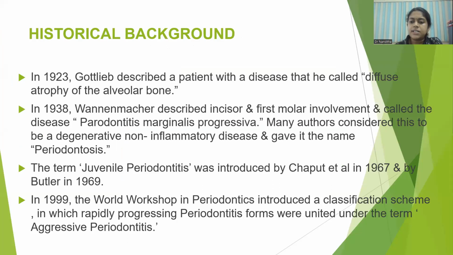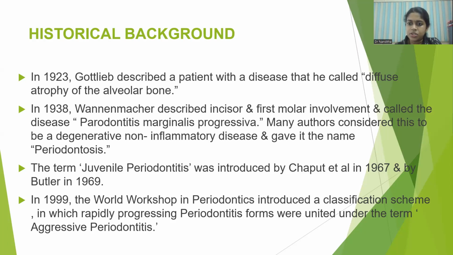So we all know periodontitis is an infectious disease or inflammatory disease of the supporting structures of the tooth, which can cause tooth mobility, bone loss, etc. Similarly, aggressive periodontitis is a form of periodontal disease, more commonly seen in younger individuals, that is less than 35 years of age. So how did this term aggressive periodontitis come?